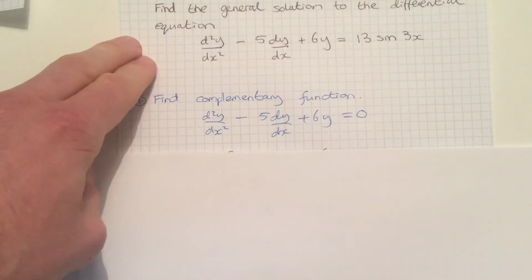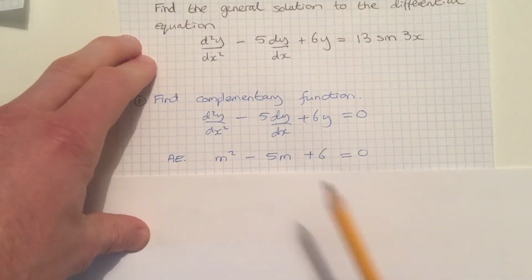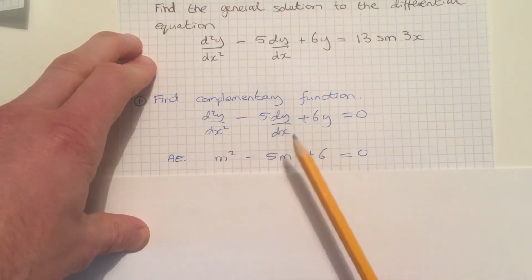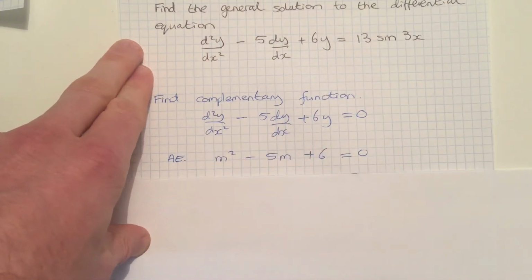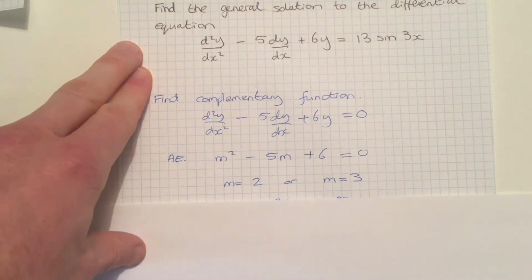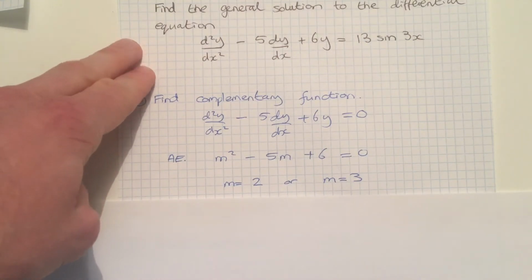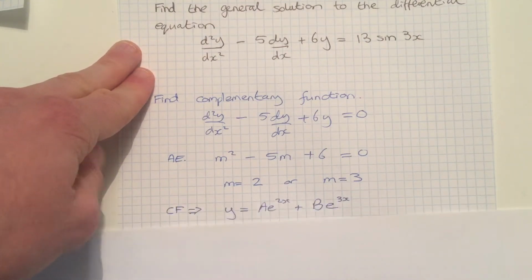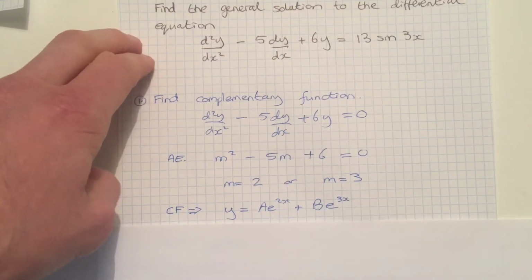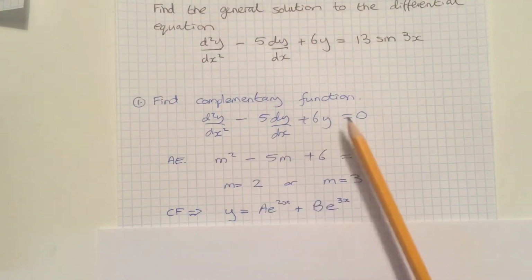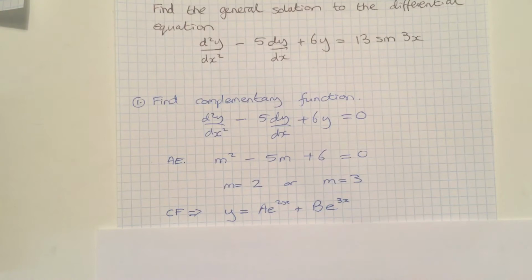And like we did last time, I'm going to find the auxiliary equation. So m squared minus 5m plus 6. Solve that to work out my two values of m. I've got two distinct roots, so that allows me to write down my complementary function to this equation like that.